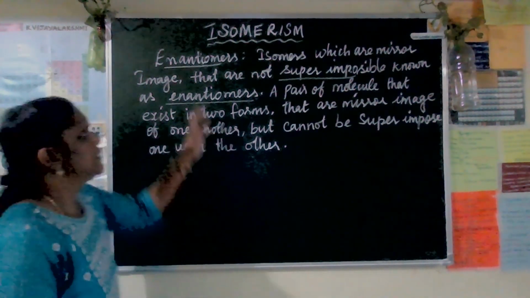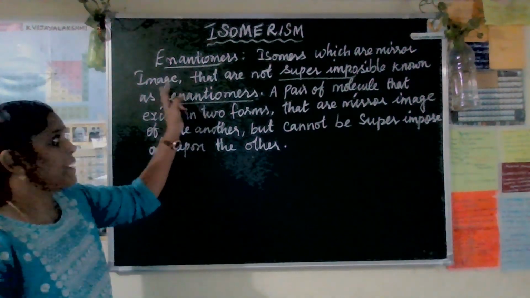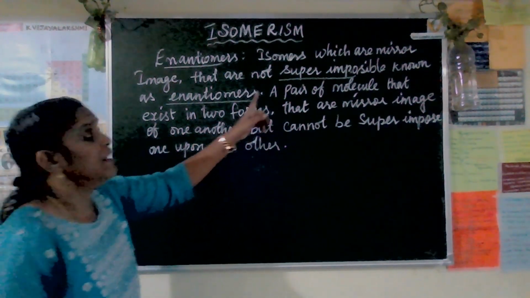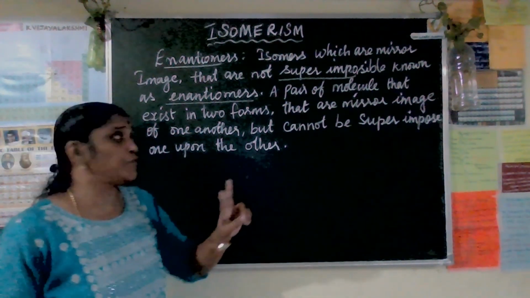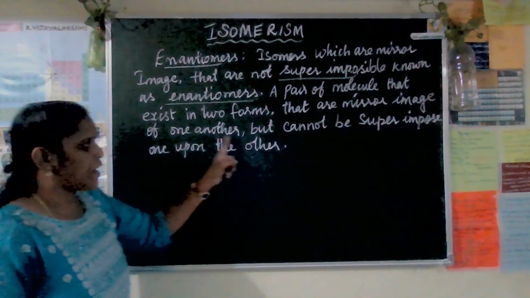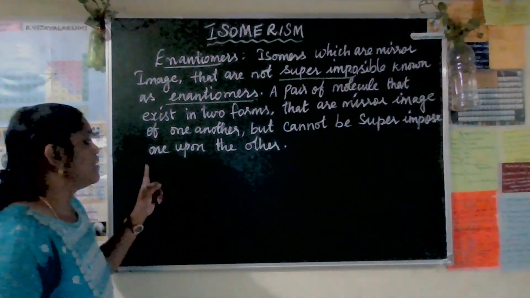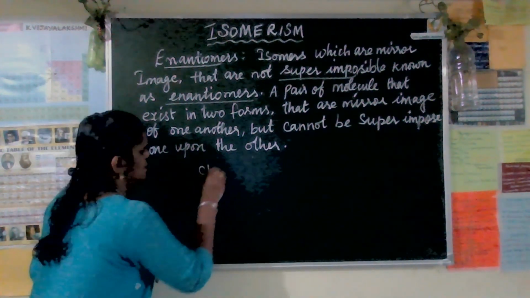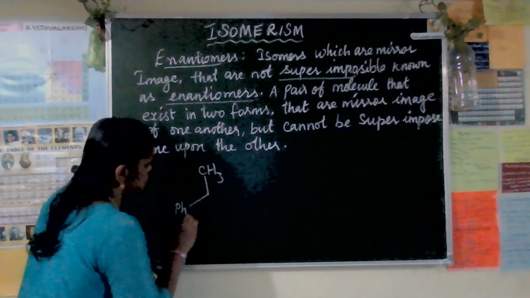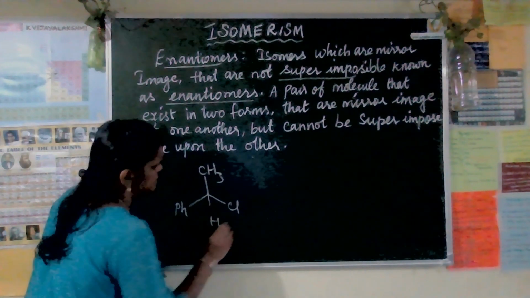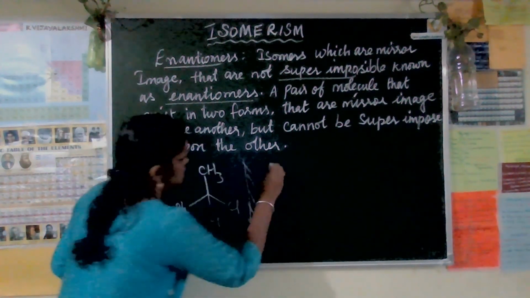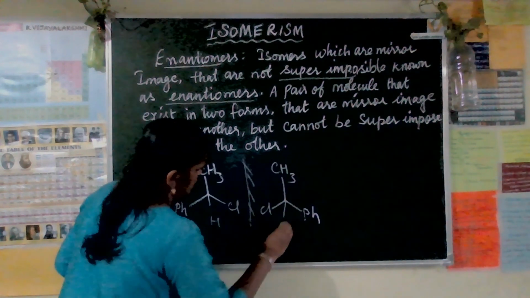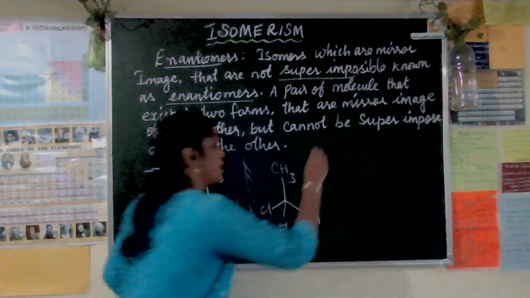Enantiomers are very simple. Isomers which are mirror images that are not superimposable are known as enantiomers. Okay, now one more way we'll tell. A pair of molecules that exist in two forms that are mirror images of one another but cannot be superimposed one upon the other. So in that way we can identify. Here CH3, here Ph, here Cl, and here hydrogen. The same way here CH3, here Ph, here Cl, and here hydrogen. So this way we can identify enantiomers.